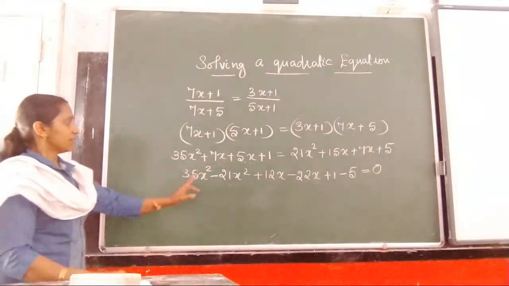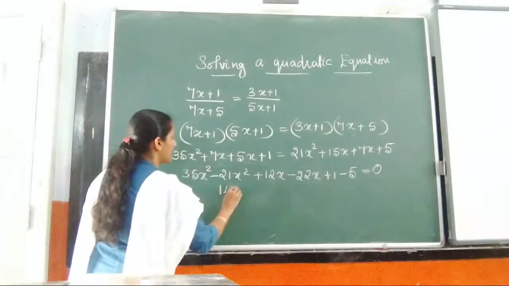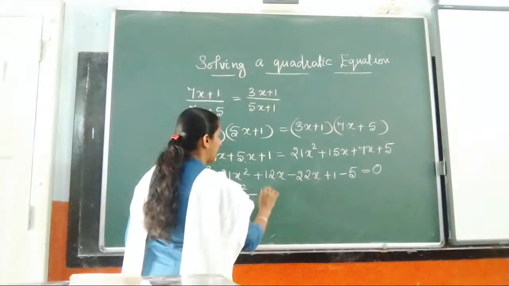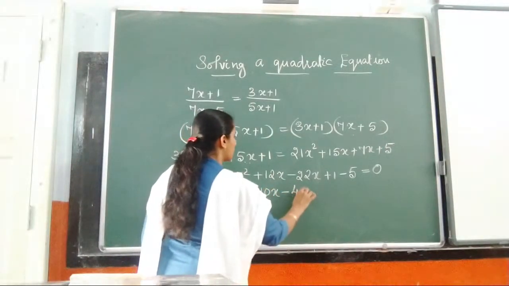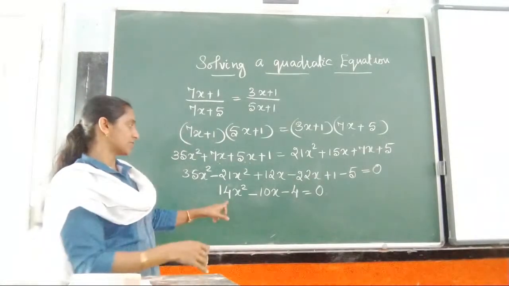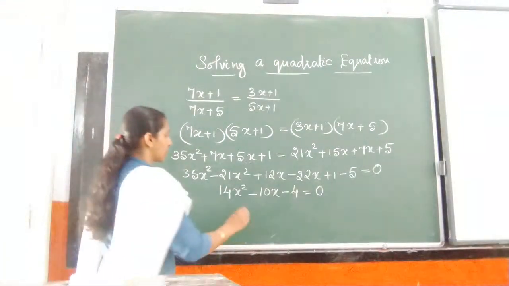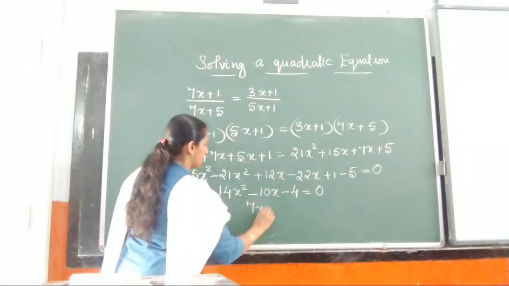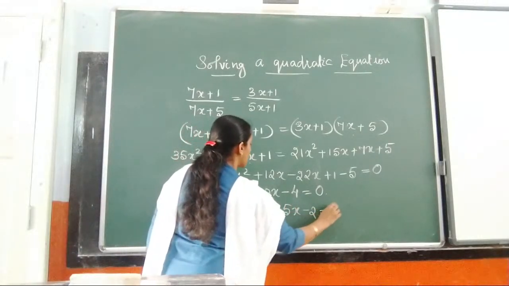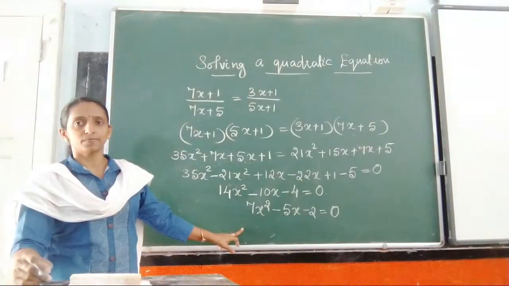Right? Then after simplification, what will you get? 14x square minus 10x minus 4 equal to 0. If you want, you can make it into smaller also, because there is a common factor here, which is a common factor 2. So you can make it simpler. 7x square minus 5x minus 2 equal to 0. Are you getting two factors for this?